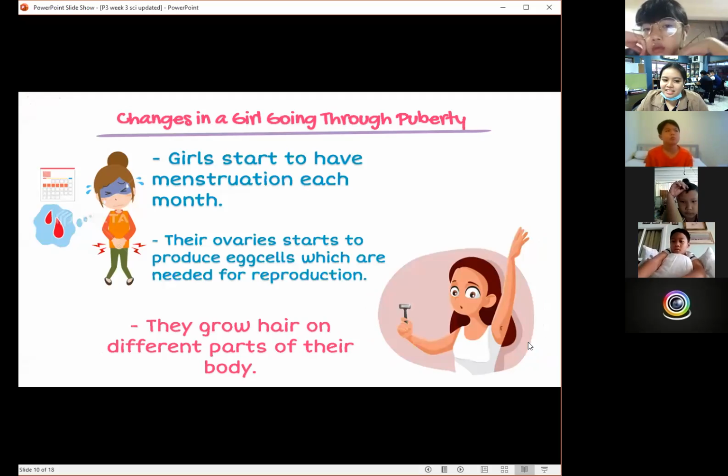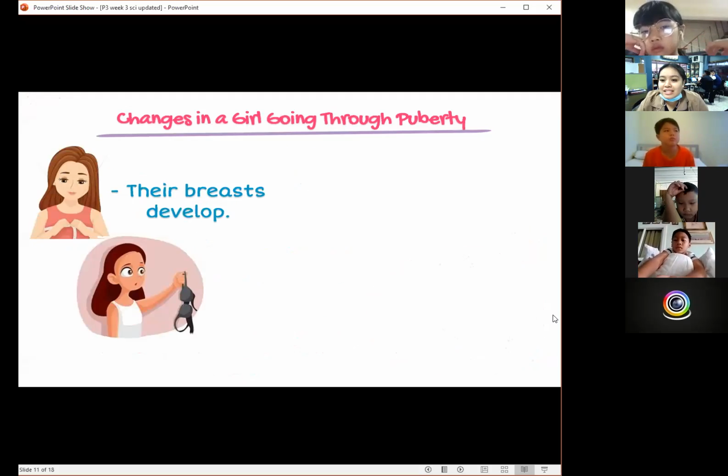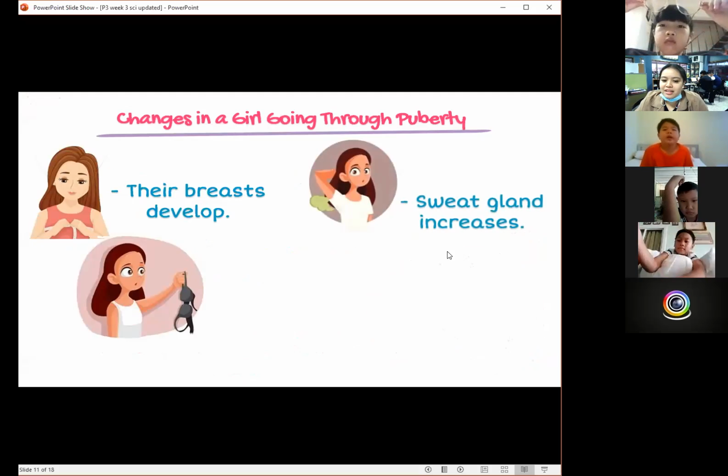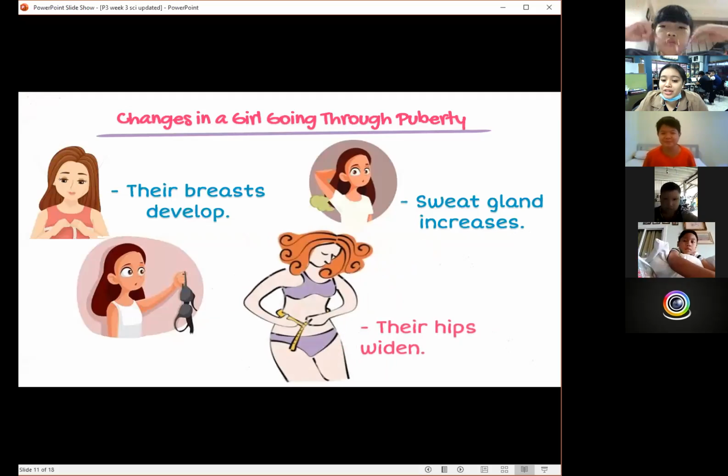Okay. Next one, their breasts develop. And sweat glands increase. They are sweating a lot. Next one, their hips widen. Yes, they start to have this shape. They start to become sexier. Okay?